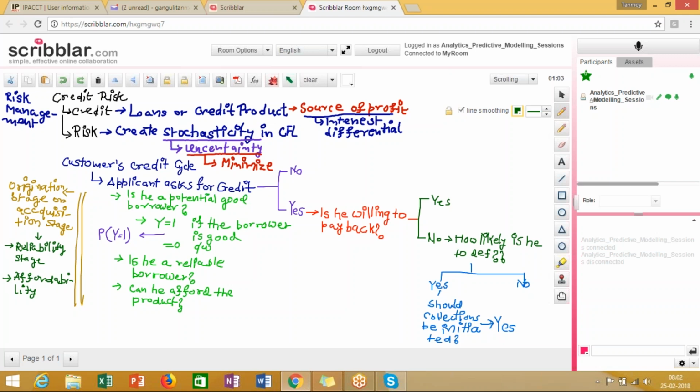And so this is how you manage risk at the acquisition stage. Now once the person has been given the loan, the next part is to monitor his account and to assess his behavior. That is where you enter the behavioral stage of the customer's credit cycle.